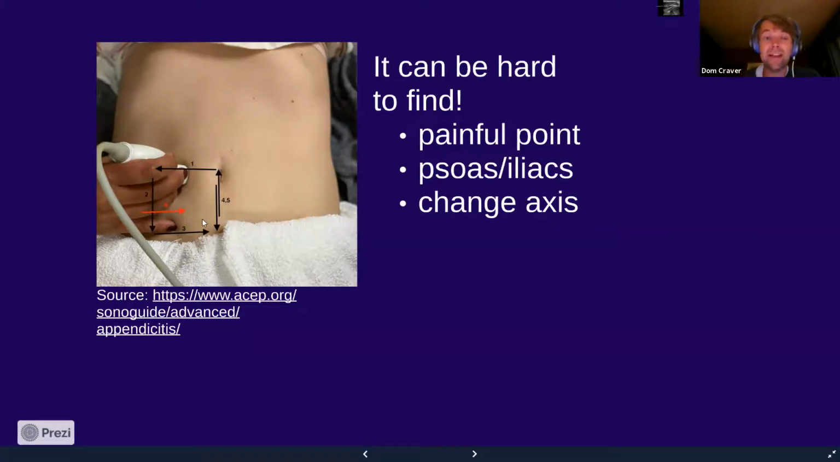Often the easiest thing to do, if the kid's awake, is just point on the point of maximal tenderness. But often you've got to change your axis quite a bit, and just use your landmarks. If you can find the psoas muscle, often it sits anterior to that. But again, it can be quite tricky, especially if it's normal. But it's more useful in children than adults because children tend to be thinner. They've got less adipose tissue. So that's probably why it's more used in children.